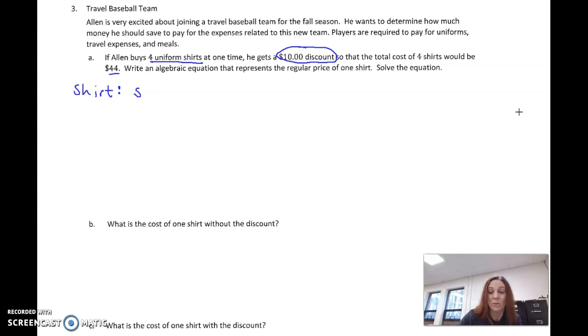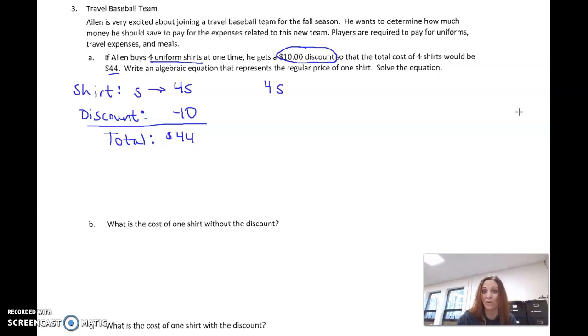Okay, so I'm going to call that shirt S, but he's buying 4 of them, so 4 times S. If he buys these 4, he gets a discount. His discount would be $10 off here, right? And his total then is $44. So if he does 4 times however much one shirt costs, he gets a discount of $10, and that total is 44. And again, how much did one shirt cost?